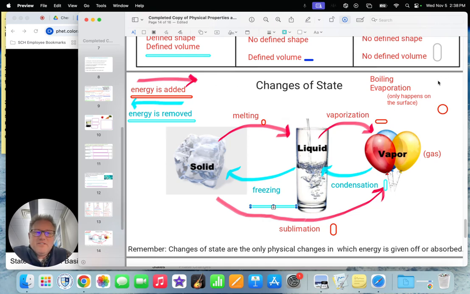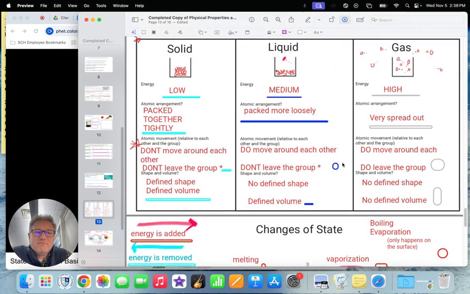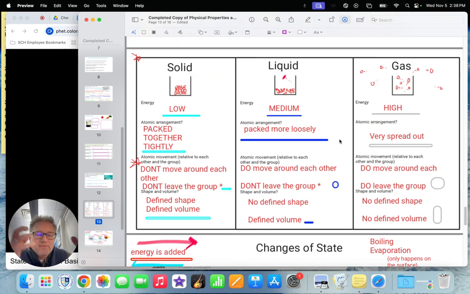Know this page as well. I'd also put a star next to this page. All of these pages, especially this page and this page, are really important. So make sure you can describe the different states of matter in terms of the particle movement, and describe the 5 major changes of state in terms of energy movement.